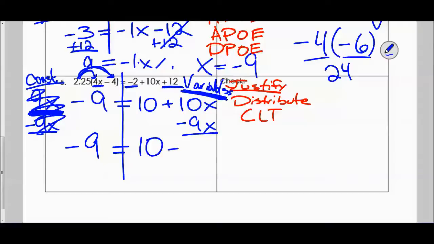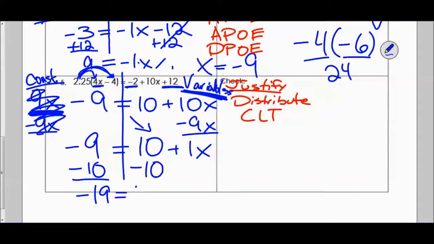minus 9x, that's just 1x. You don't have to write the 1 there, you could just write x if you wanted. I think it's making it more clear that there's just 1x left there, so I'm going to leave it. Now we're going to combine all of our constants to the other side. We want to get rid of this positive 10. I want to subtract 10 from both sides. That's negative 19 on this side, and that is 1x on the right side. You could think that we need to divide by 1 to cancel out that multiplying by 1, but we really don't need to because 1x is the same thing as x. So x equals negative 19.